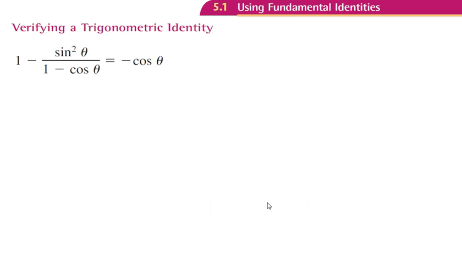Go ahead and verify this trigonometric identity. So 1 minus the quantity sine squared of theta all over 1 minus cosine is equal to negative cosine. All right, let's see how crusty this guy is. Okay, so we have 1 minus this guy over here.